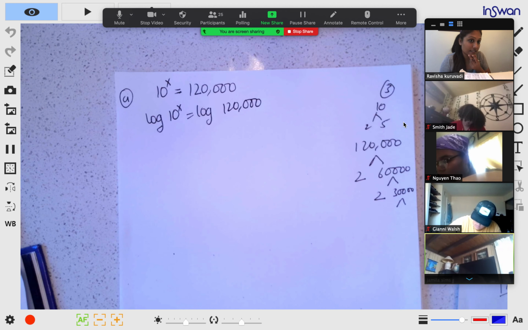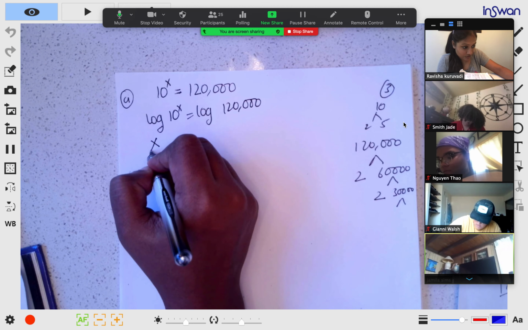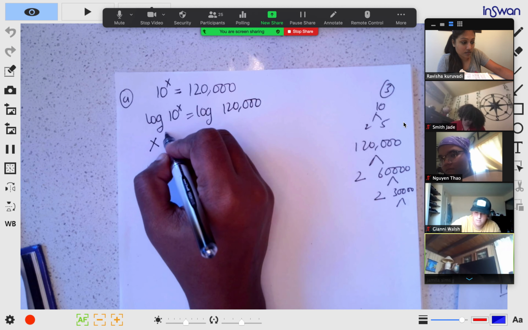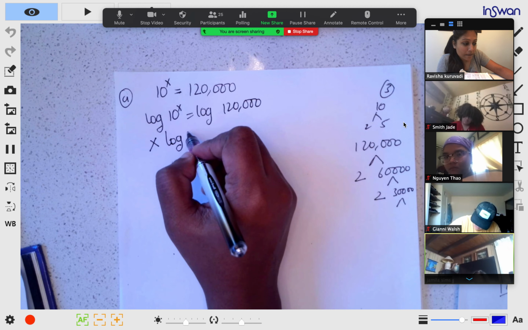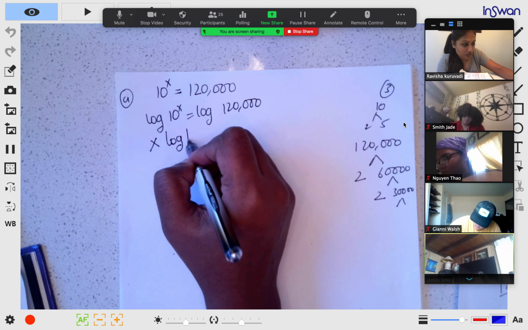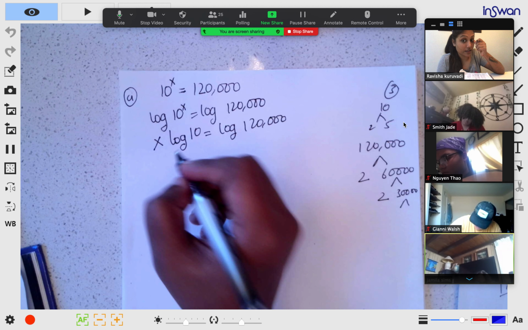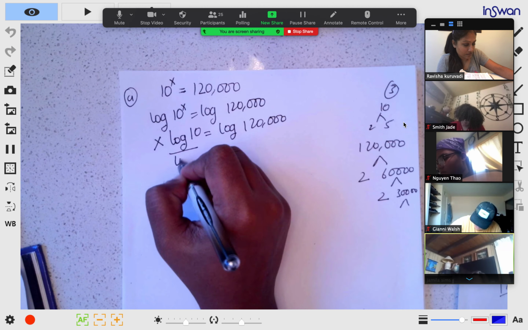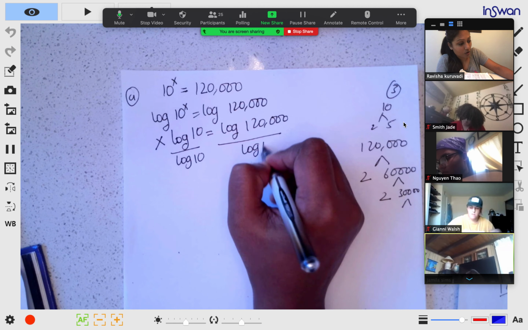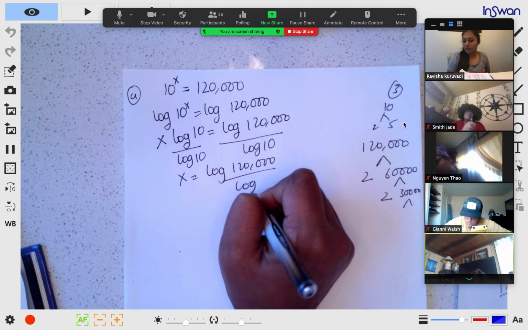Now how do I solve this? Because there's an x as the exponent, you put it on the other side of the log. So it becomes x log 10 is equal to log 120,000. And then how do I solve for x? You just divide by log 10 on both sides. It becomes x is equal to log 120,000 over log 10.